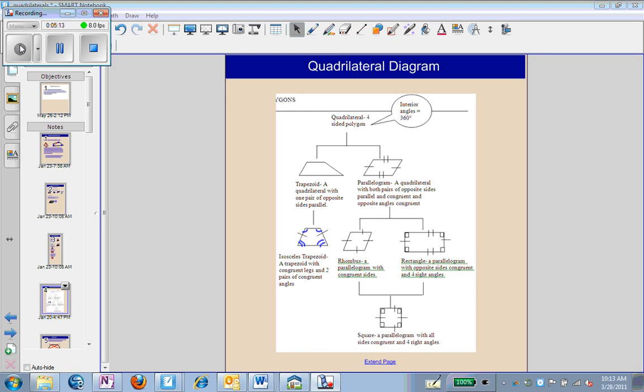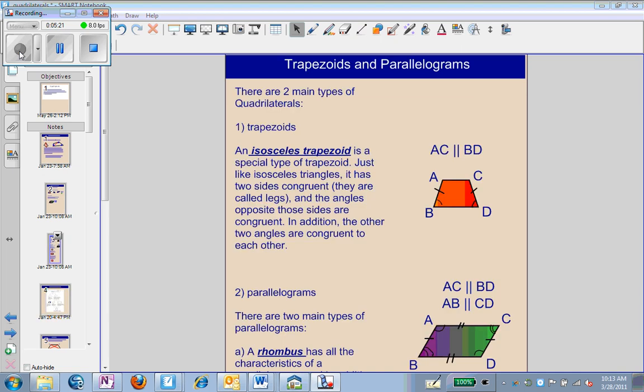Now, underneath a trapezoid, we have what's called an isosceles trapezoid. An isosceles trapezoid is a trapezoid. It's a special type of trapezoid. And an isosceles trapezoid is just a regular trapezoid, a typical trapezoid. However, it has some special features. So the two sides that are not parallel to each other are called legs.